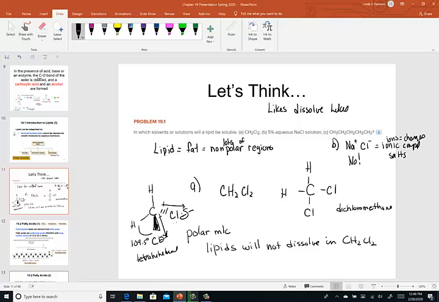And finally, in letter C, look what we have here. 1, 2, 3, 4, 5. That's just an ordinary carbon chain. Pentane, 1, 2, 3, 4, 5. Not a lot going on with that. It's a nice, boring, non-polar molecule. And that's exactly what we would want. And so, yes, letter C, lipids would definitely dissolve in the pentane solution. Likes dissolve likes. We're looking for non-polar solvents to dissolve the lipids.